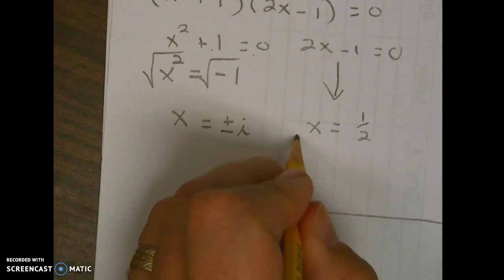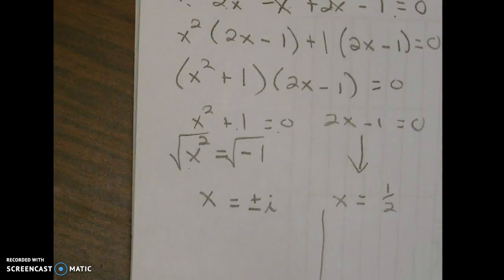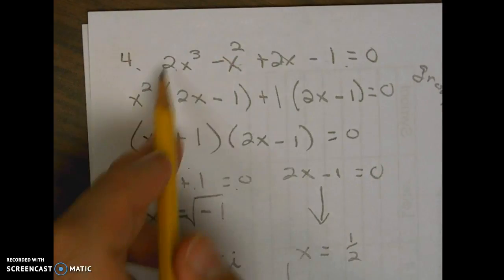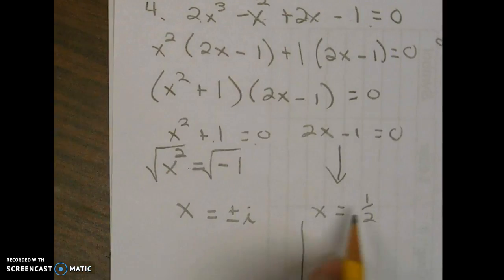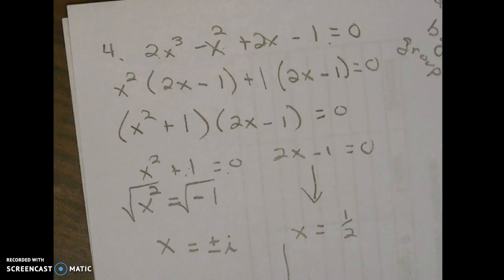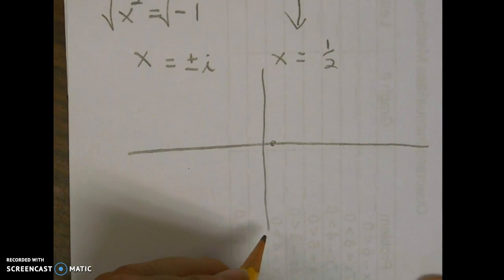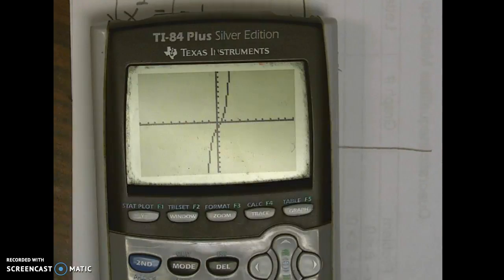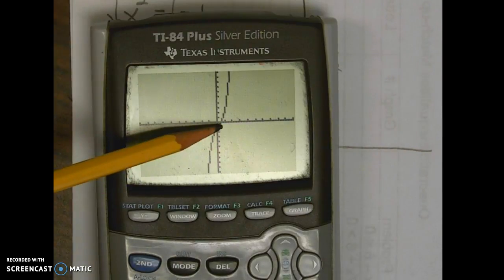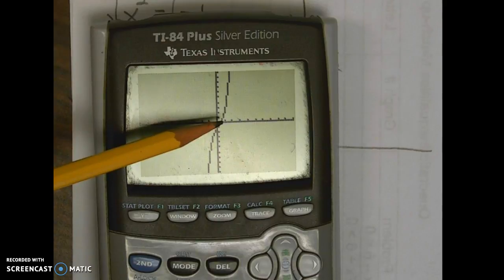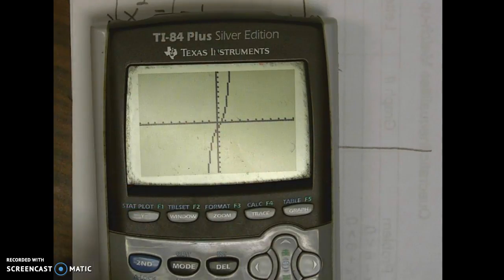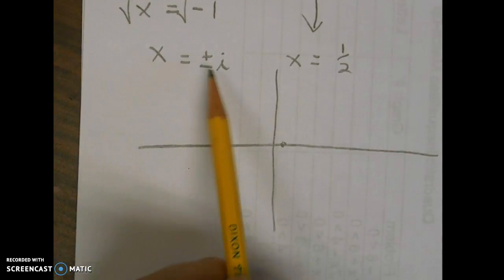So what might this look like on a graph? Well, let me show you real quick. This one is probably going to cross at a half. I should put it in my calculator. Give me 1 second. So notice we have the root at a half. That's our real solution. And it doesn't cross the x-axis anywhere else because the other two roots are imaginary.